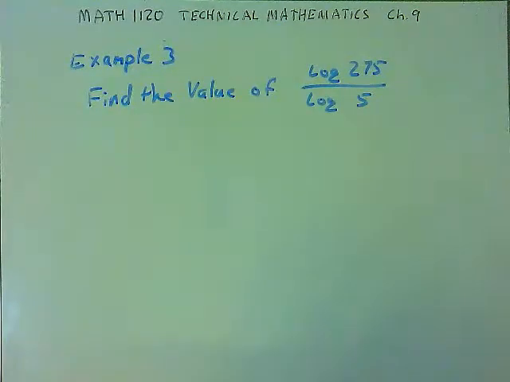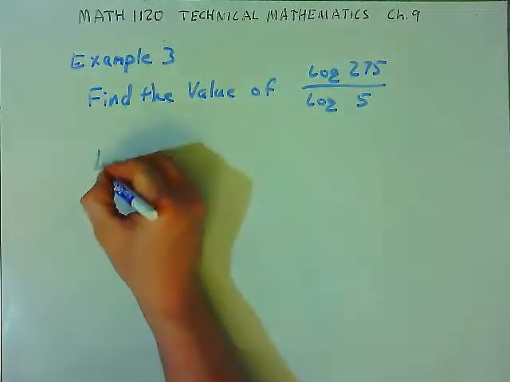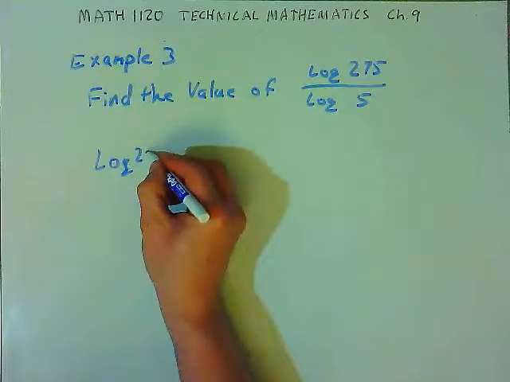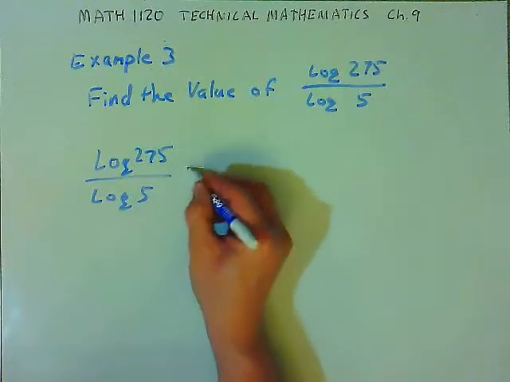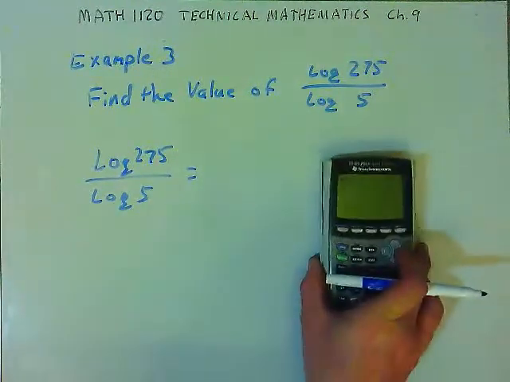This is example 3. It says find the value of log 275 divided by log 5. And again, these are log base 10. They didn't write that there, but that's what it's understood to be. And so we use our calculator for this. We'll find the value of log 275, and we'll divide by the value of log 5. And so we'll take it one step at a time.